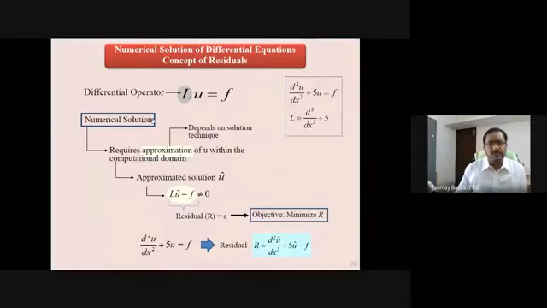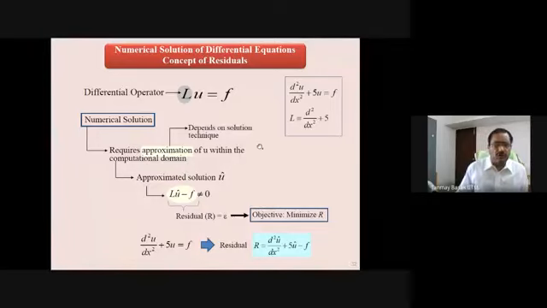So the differential operator: LU equals F. Now I'm entering the concept of residuals. d2u by dx square plus 5u equals F, and L is the operator, which is d2 by dx square plus 5. One of the examples.